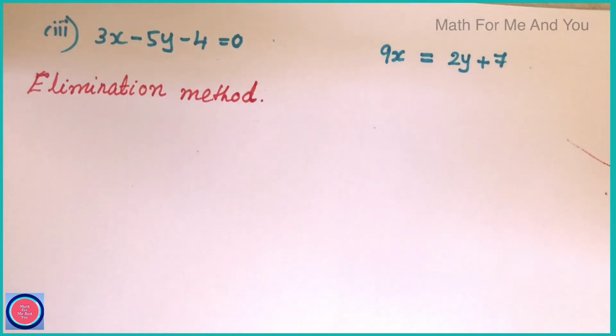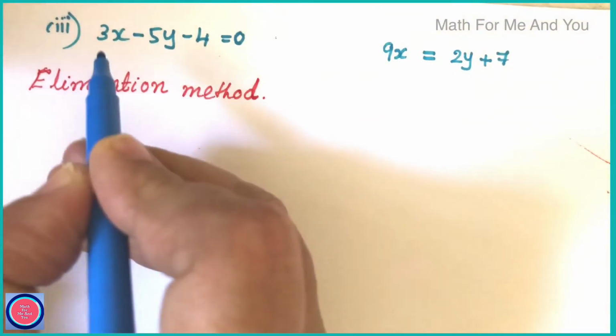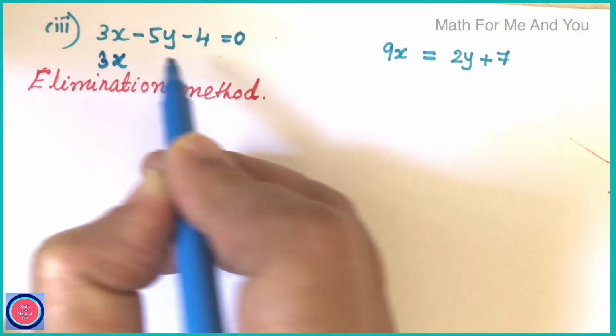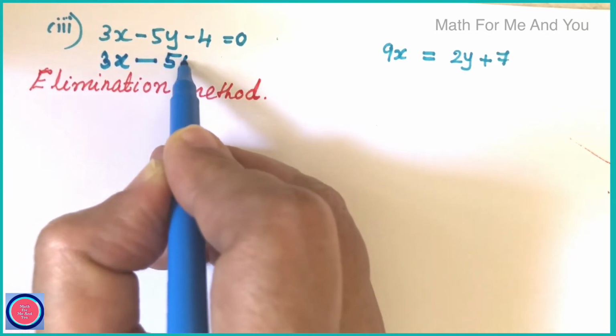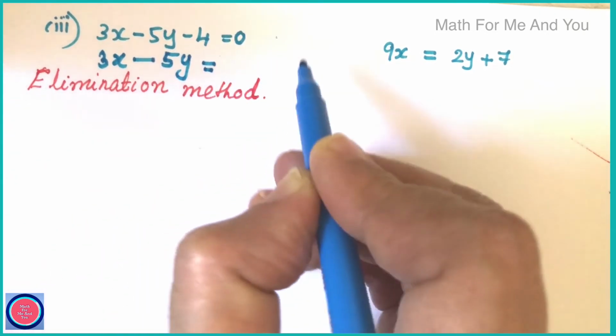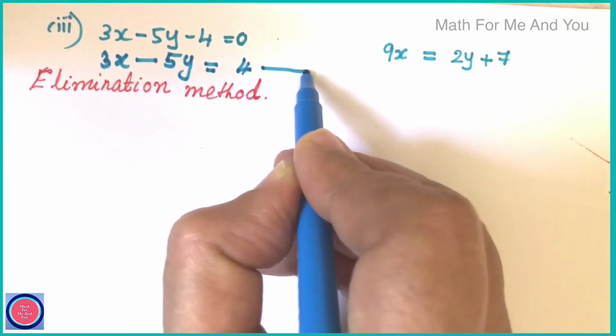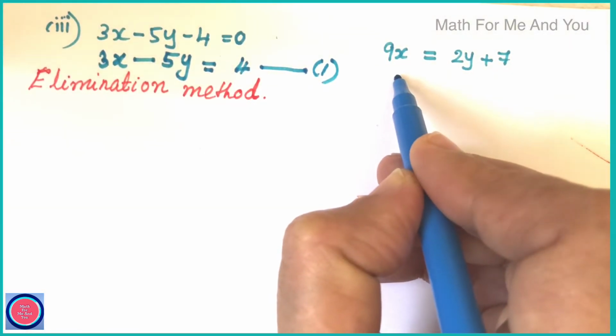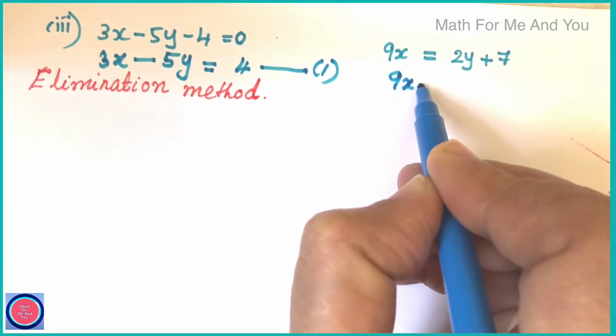Next question. 3x minus 5y minus 4 equals 0. 9x equals 2y plus 7. We need to solve these two equations using elimination method and substitution method. But see the equations, they are not in standard form. We can rearrange this. How? 3x minus 5y. Move the number to the right side and write it as plus 4. Then we can put this as equation number 1. Second equation, how to arrange?